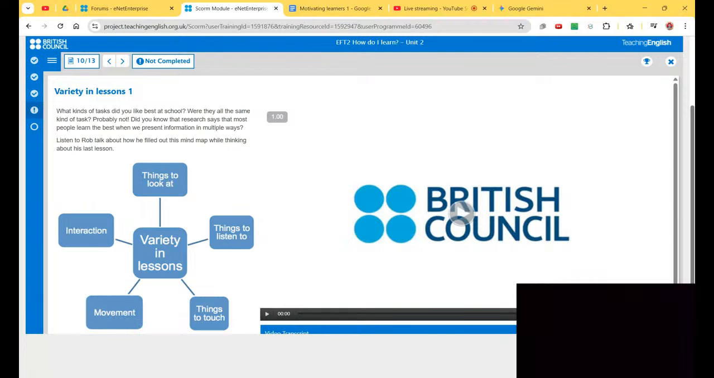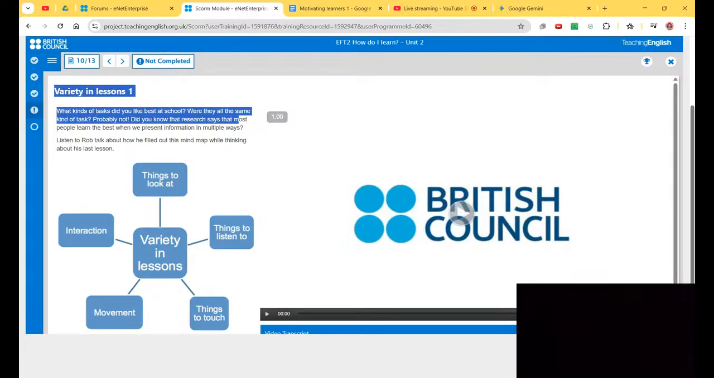What kind of teachers did you like best at school? Were they all the same kind of teachers? Really not. Did you know that research says that most people learn best when information is presented in multiple ways? Listen to how he filled out his mind map while thinking about his last lesson. Oh, multiple ways.